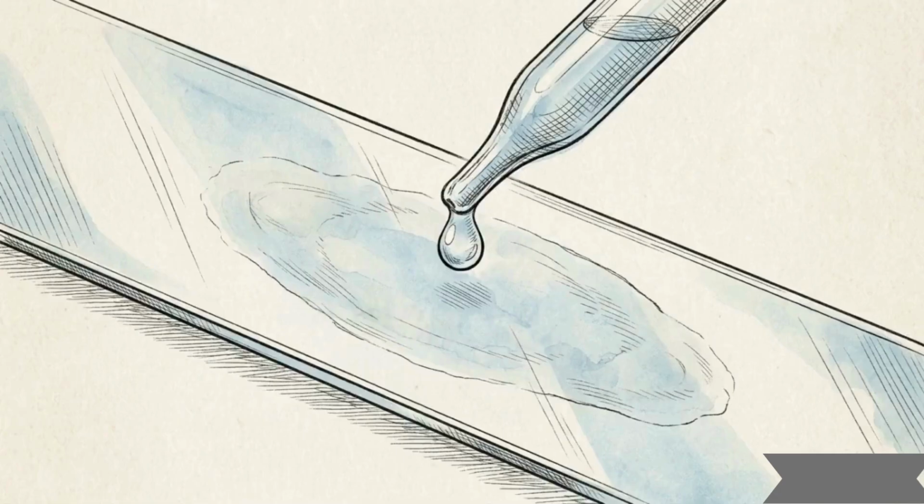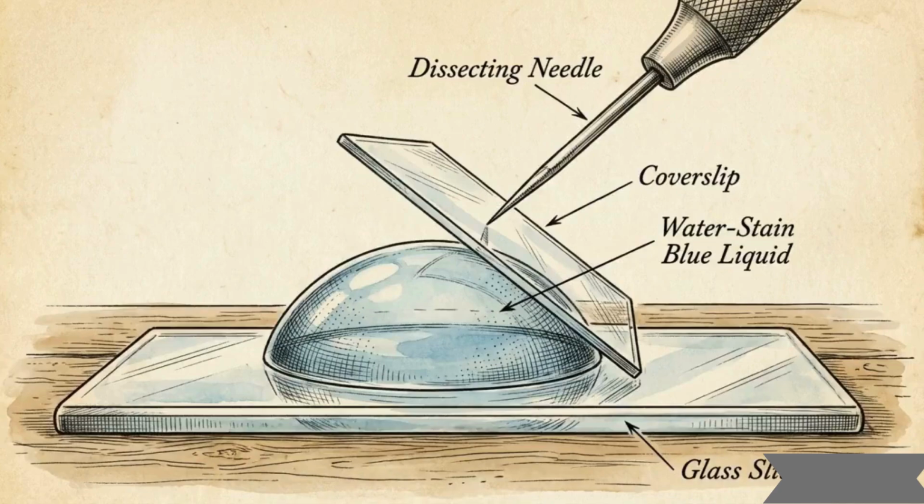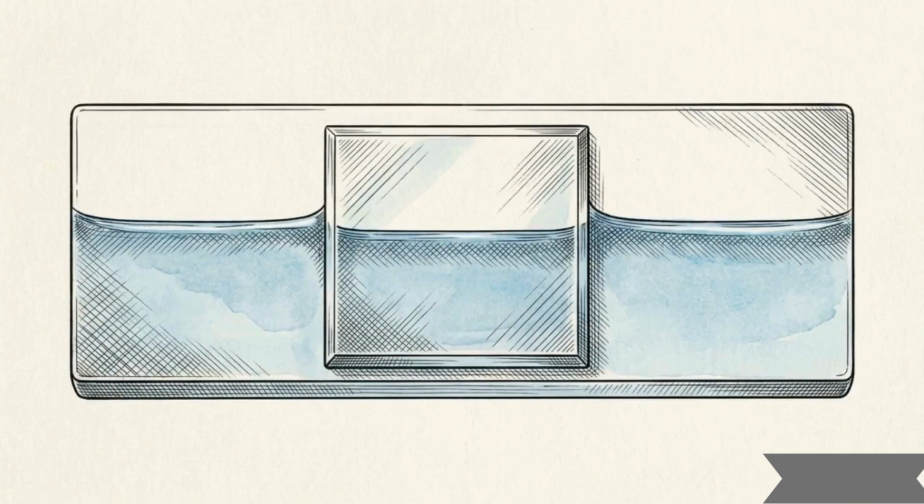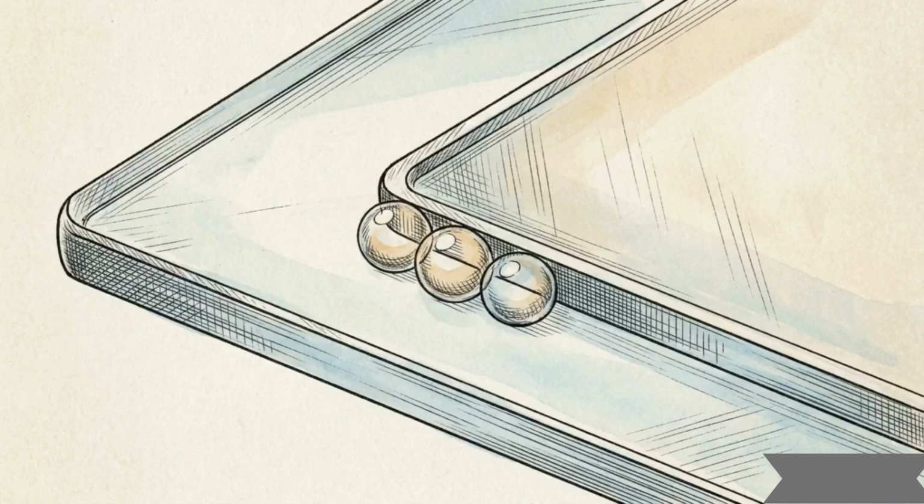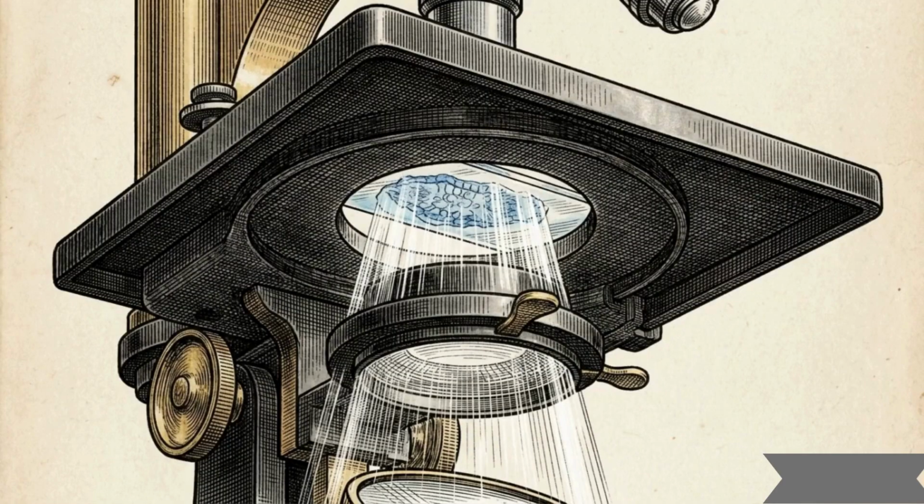Because many internal structures are transparent, we add a drop of water or a chemical stain to provide the necessary contrast. Next, we lower a cover slip at a 45-degree angle. This specific movement sweeps the liquid across the slide, pushing out air bubbles that would otherwise obscure our view. Once prepared, the slide is placed on the microscope stage and aligned directly over the light source.